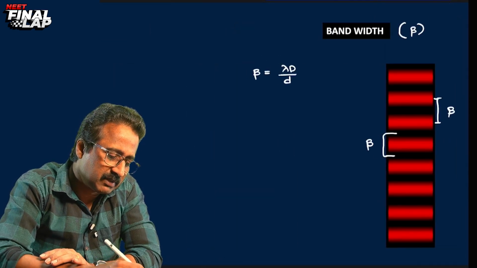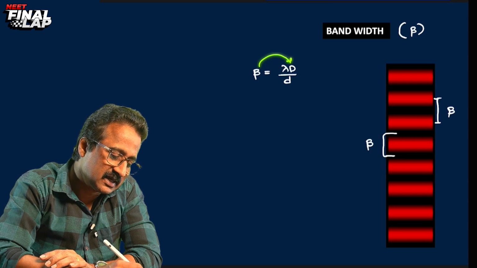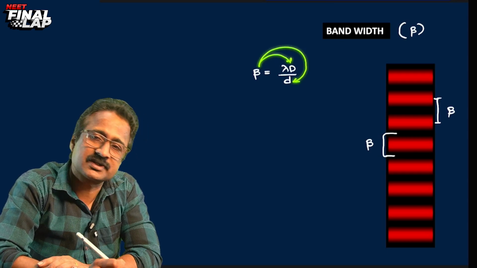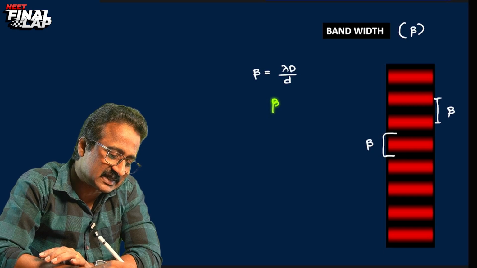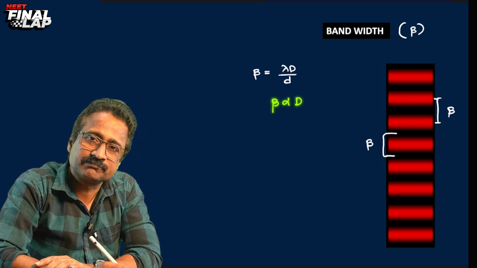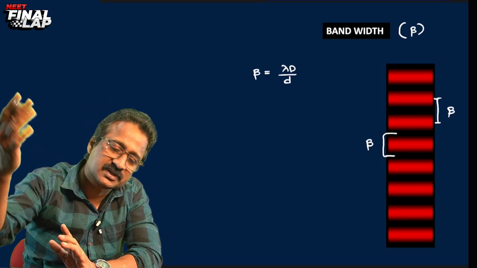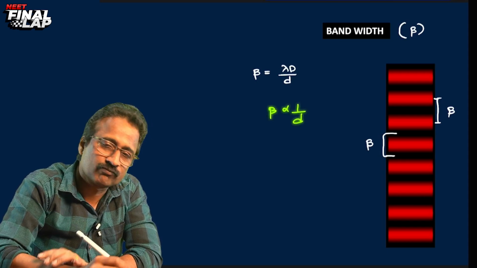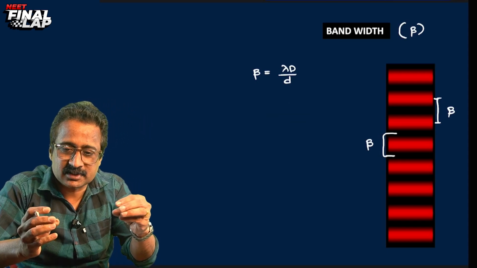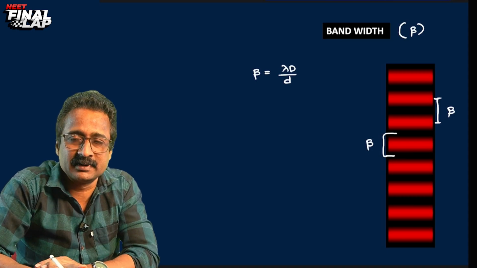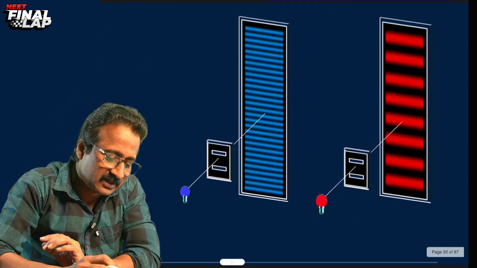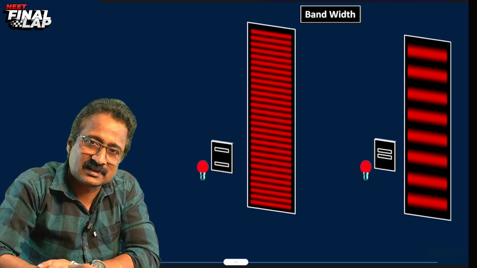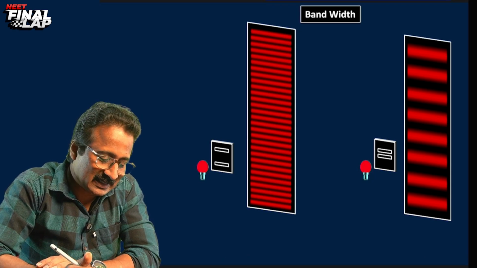Now, yes, beta depends on the screen distance. Beta also depends on the slit separation. Look at the fact: you will notice that beta is directly proportional to D, the screen distance, so certainly bandwidth will increase with it. Otherwise, beta is proportional to 1 by d, which means if slit separation is smaller, then certainly the bandwidth is larger. I have illustrated that in this figure.